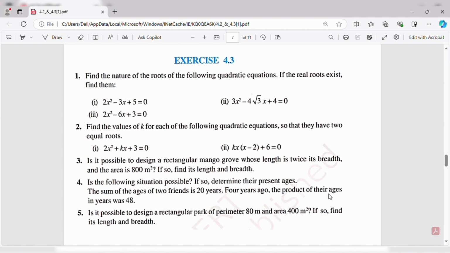Next exercise, exercise 4.3. Here we will solve quadratic equations by the quadratic formula. In this exercise we will find the nature of roots and the roots, depending on whether they are real or not real.